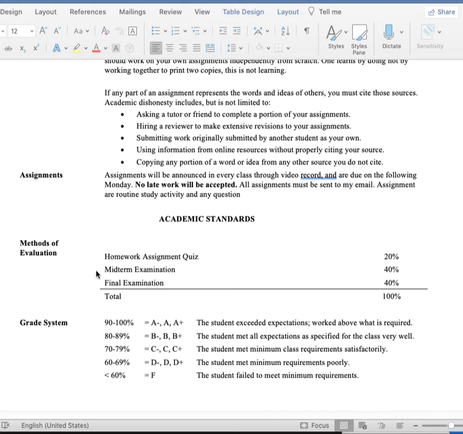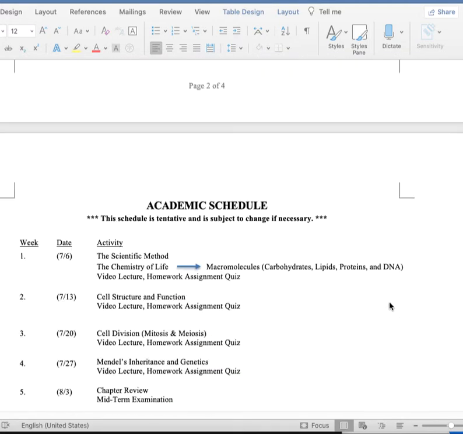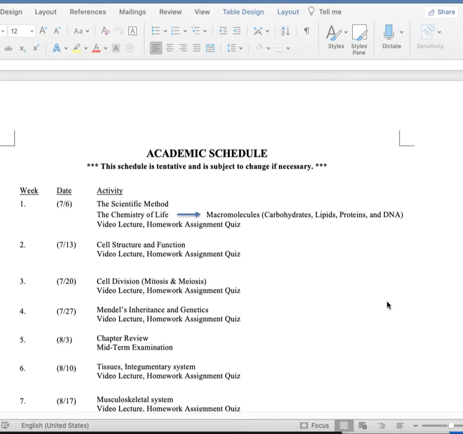You will have 2 exams, midterm and final. Both will be worth 40% of your final grade. This is a tentative schedule.